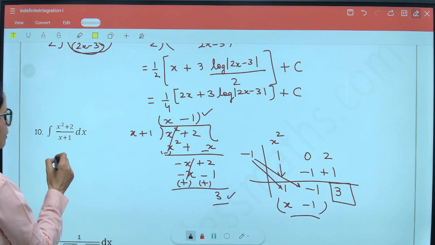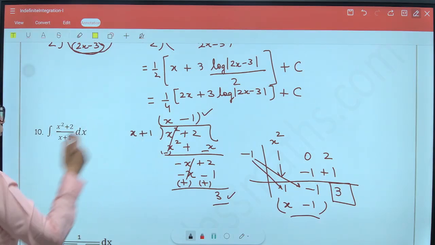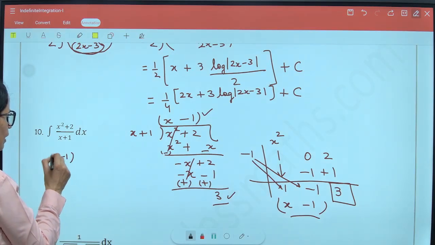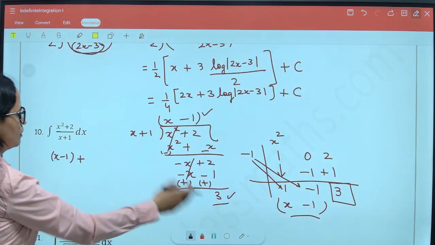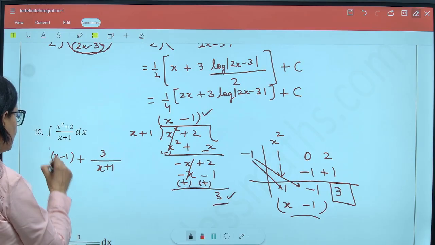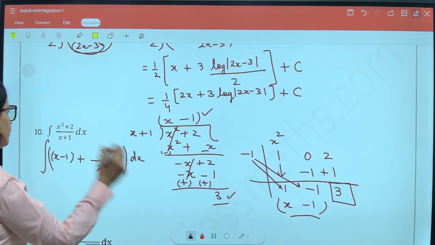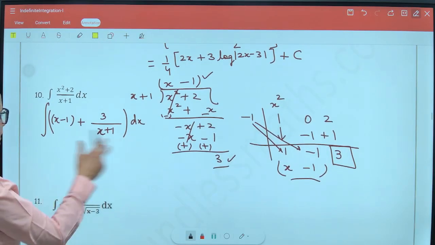So what do we get? How do we write the mixed fraction? Quotient by the side, remainder upon divisor. So we'll write the quotient by the side, that is x minus 1, and then remainder in the numerator, and then x plus 1, which was the divisor. Put this entire expression into a bracket and then write dx. Don't forget this dx and the brackets.